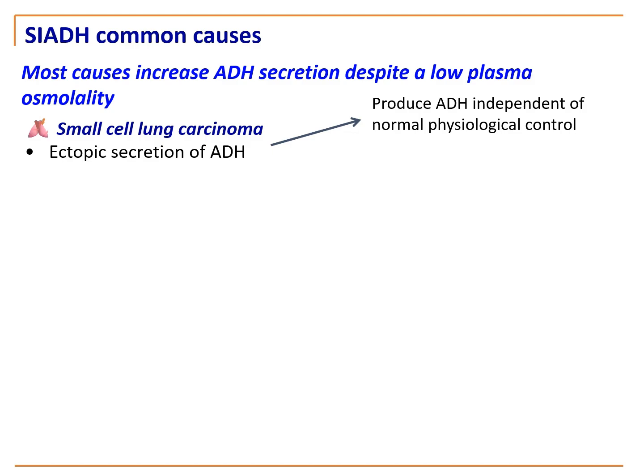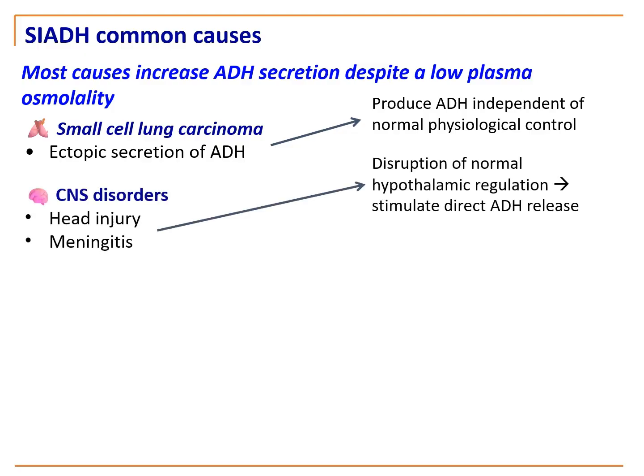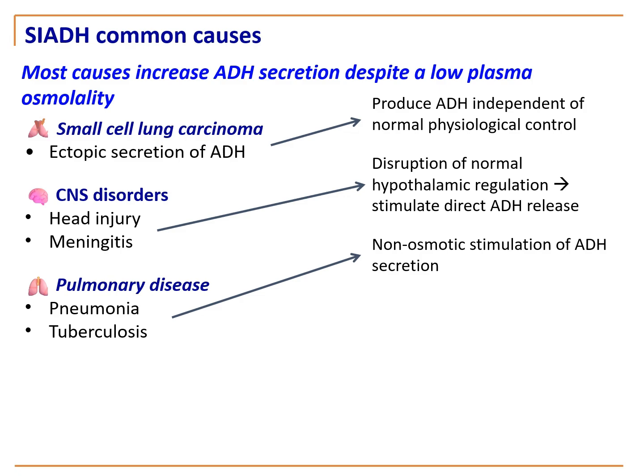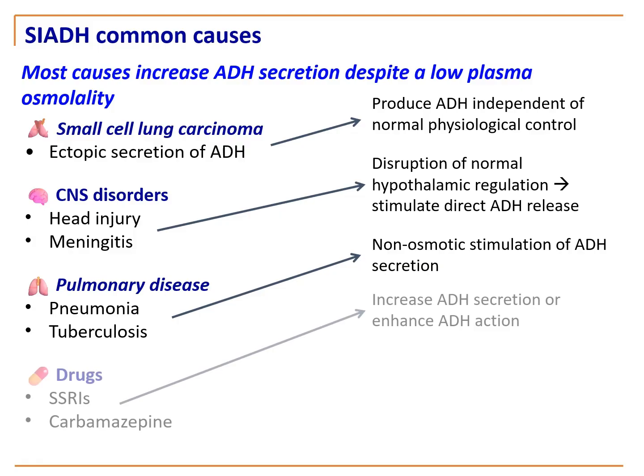I always think of it as chest and head leading to most cases, and drugs, of course, leading to SIADH. You can think about small cell lung carcinomas. They lead to ectopic secretion of ADH, so secretion from the wrong place, and therefore you're producing ADH independent of normal physiological control. You have CNS disorders such as head injuries and meningitis, where you're getting disruption of normal hypothalamic regulation, and ADH can be released that way. You've got pulmonary diseases such as pneumonia and TB, so again, non-osmotic stimulation of ADH. And then you've got the drugs. A variety of drugs will increase ADH secretion or enhance its action.